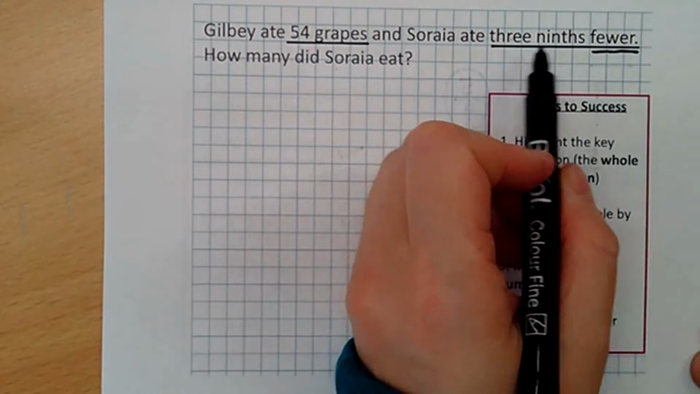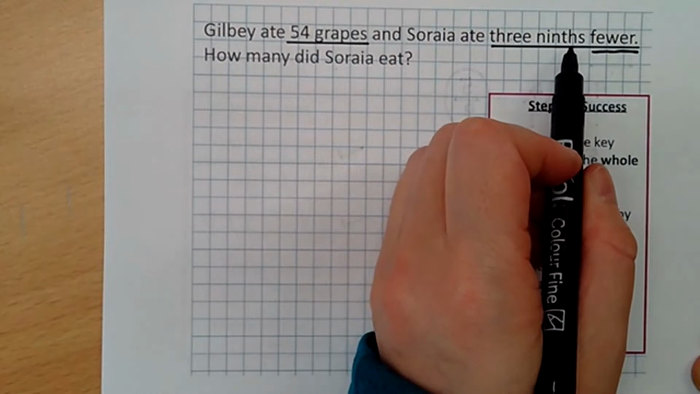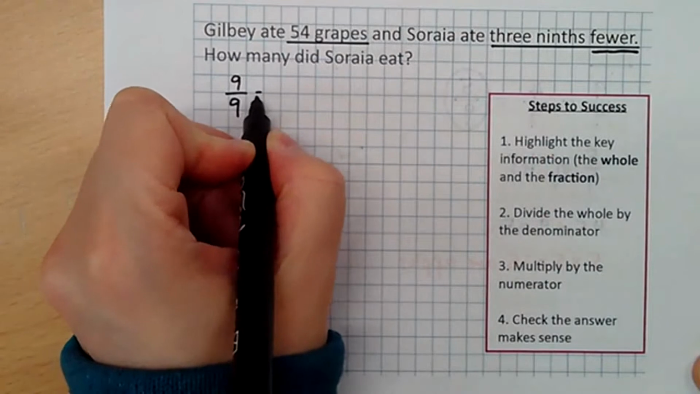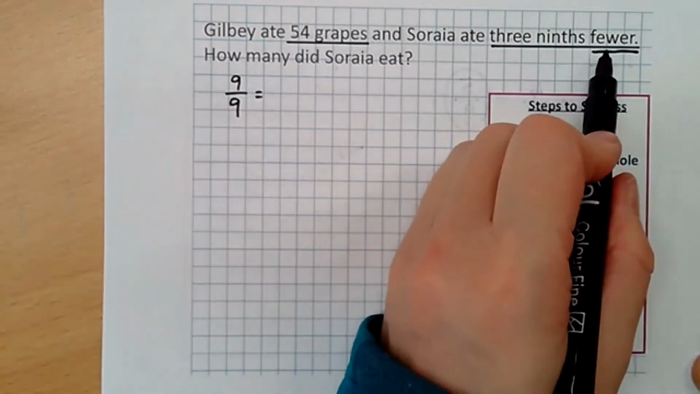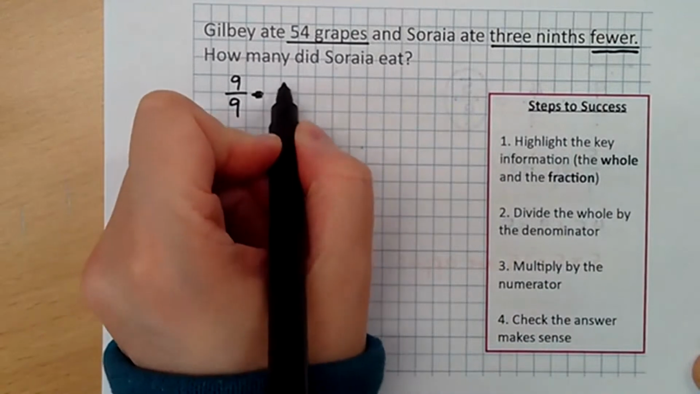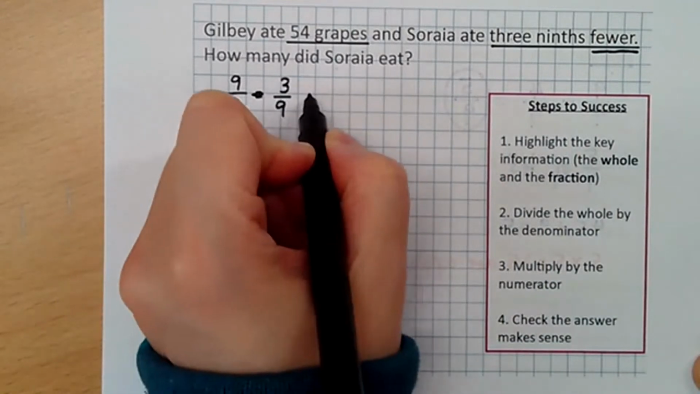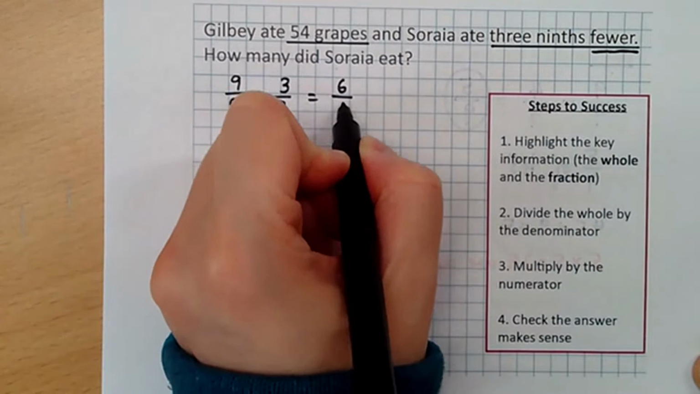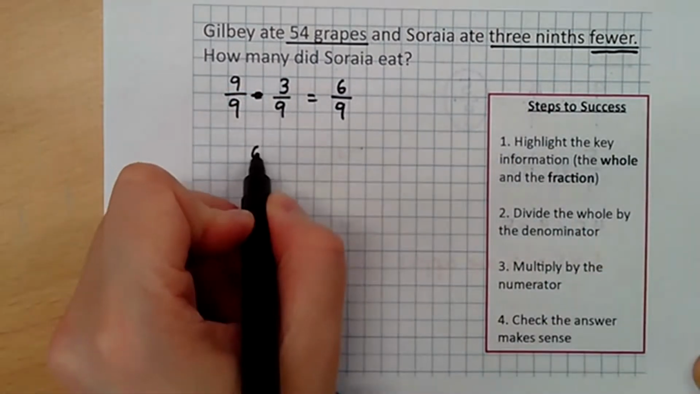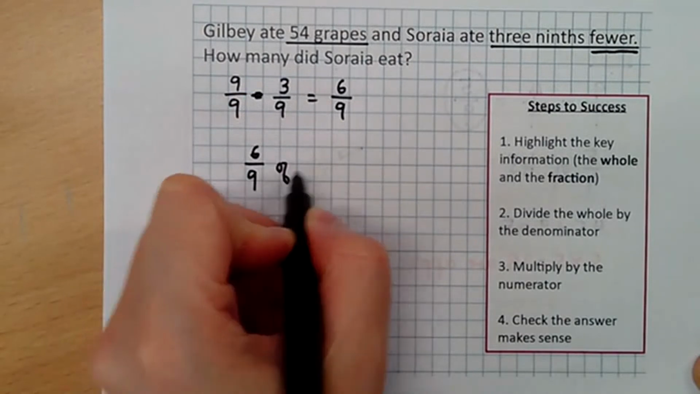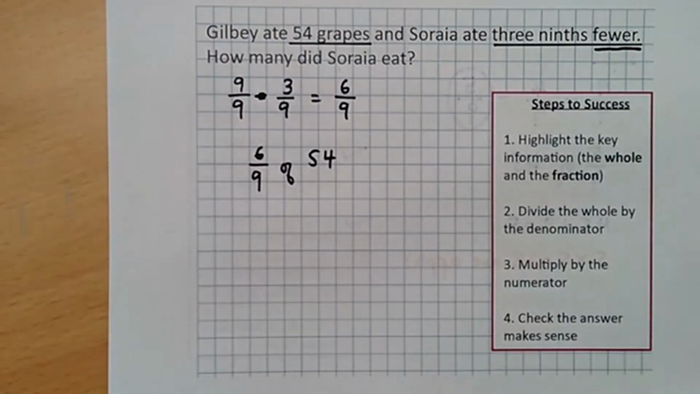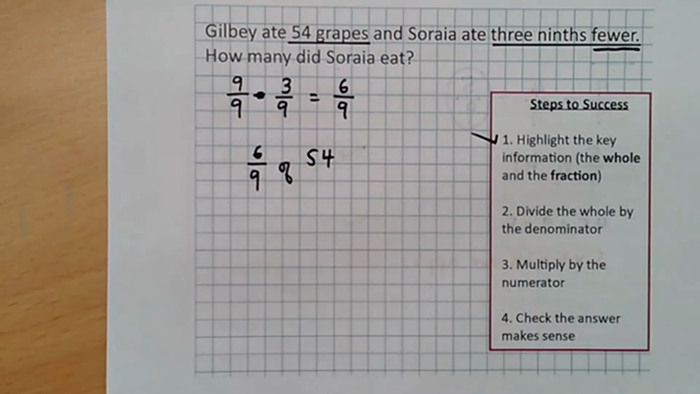So 3/9, I know that 9/9 of the whole, if she had 3/9 fewer, then that will tell me exactly how many she ate. Oh, sorry, so I'm subtracting 3/9. So I know that if I find 6/9, that will tell me exactly how many Soraya ate. So I'm looking for 6/9 of 54. Great. I'm going to take the first step.